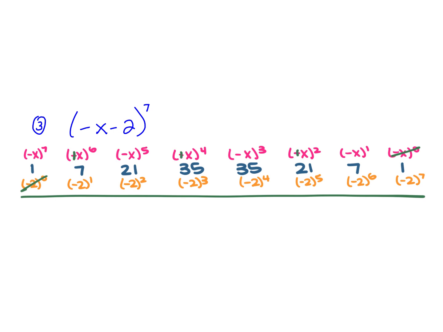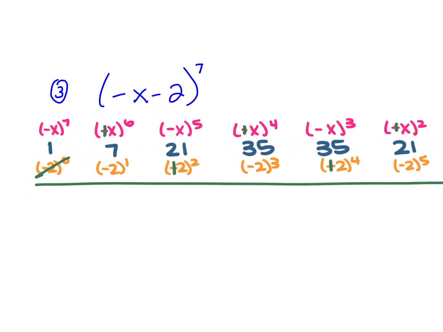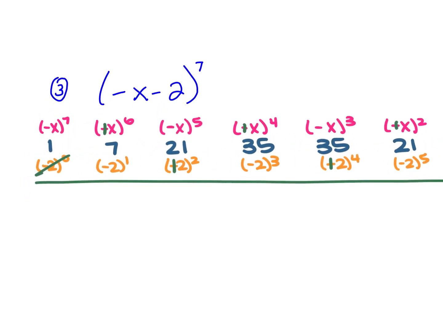For my negative 2 to the 1st power, it's going to stay negative. To the 2nd power, it becomes positive. To the 4th power, it becomes positive. And to the 6th power, it becomes positive. Because anything to the even power is a positive term. So we're going to have negative x to the 7th power, which is just negative x to the 7th.